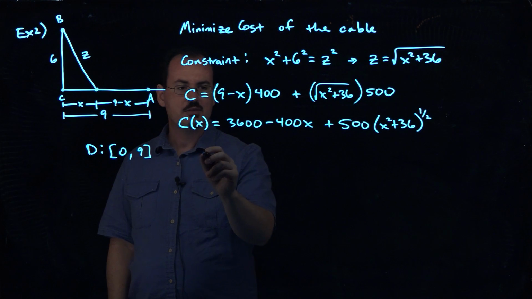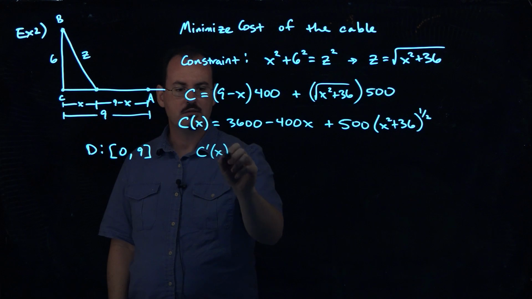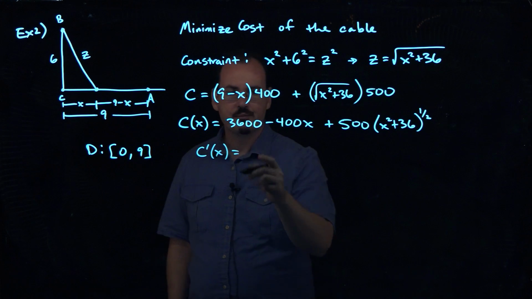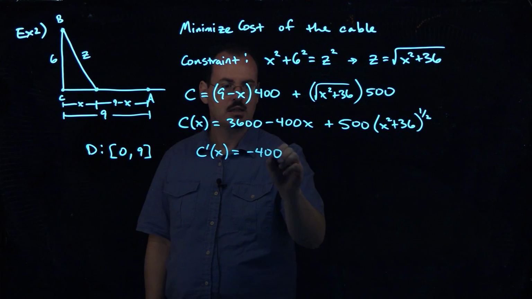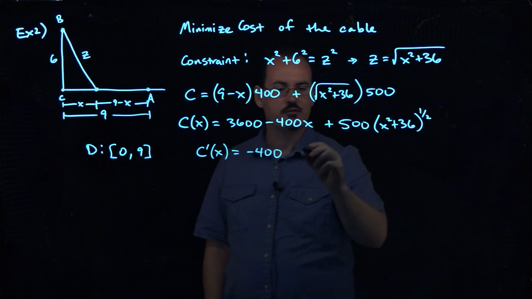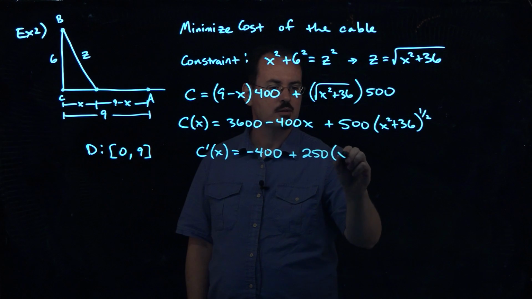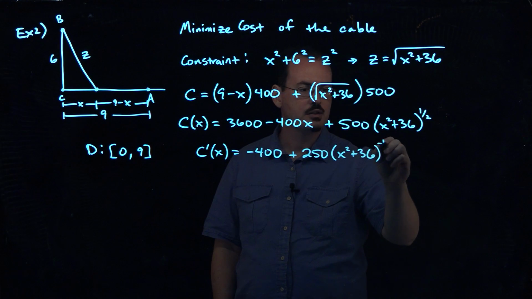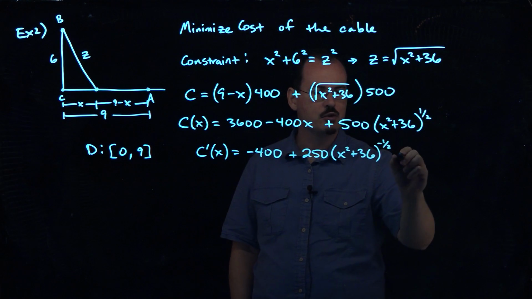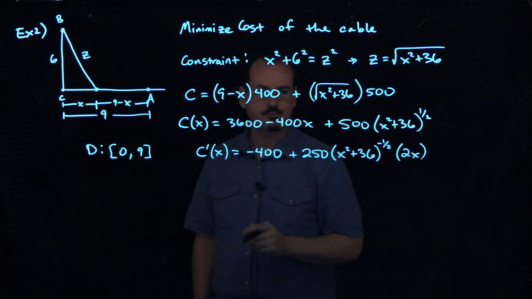So anyway, the next step is to find the critical numbers for this, and that requires the derivative. So we'll take the derivative of this thing. The 3600 is going to go away, so I'll get minus 400. If I bring the 1/2 in front there, I'm going to get 250, and then I'll get x squared plus 36. I'll have to lower that power by 1, so I'll get minus 1/2, and then I've got a chain rule, so that's going to be multiplied by 2x.